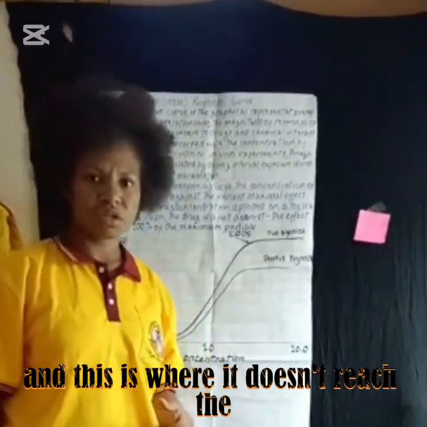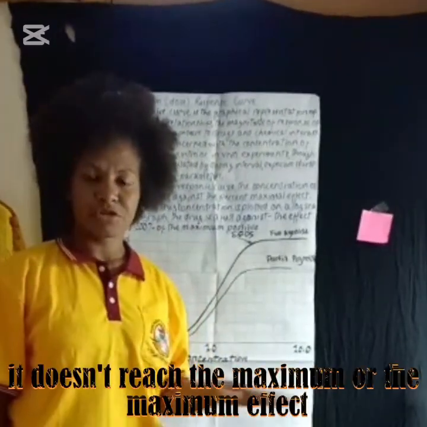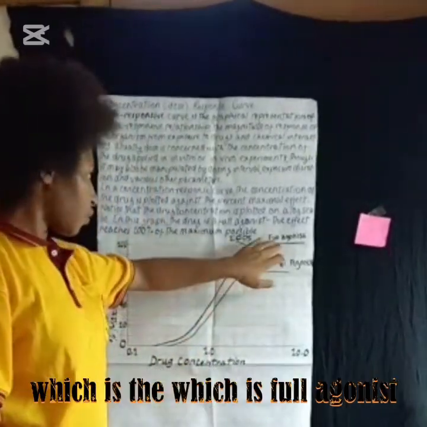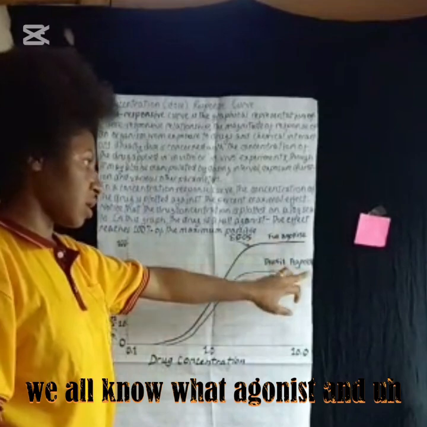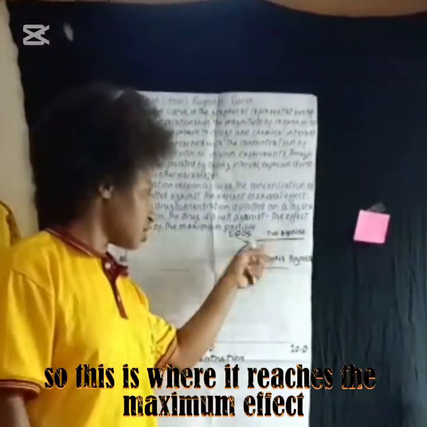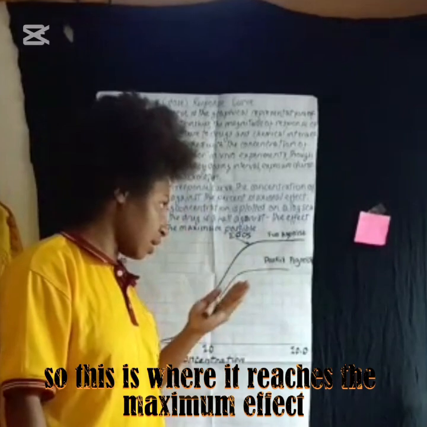This is where it doesn't reach the maximum effect, which is full agonist. We all know what agonist and antagonists are. So this is where it reaches the maximum effect and partial agonist.